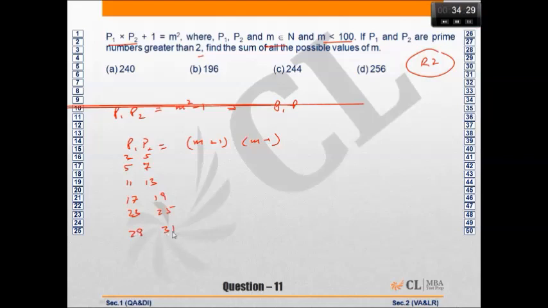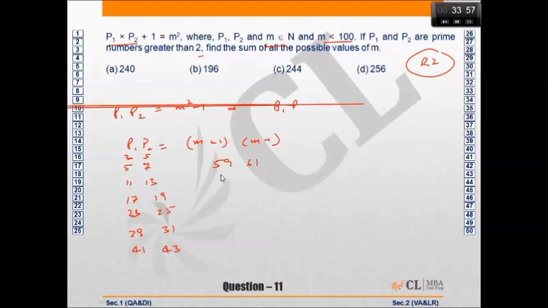I hope I don't make a mistake. 31, 33, 35, 37, 39, 41, 43, then 45, 47, 49, 51, 53, 57, 59, 61. Yes, we have 59 and 61 also.